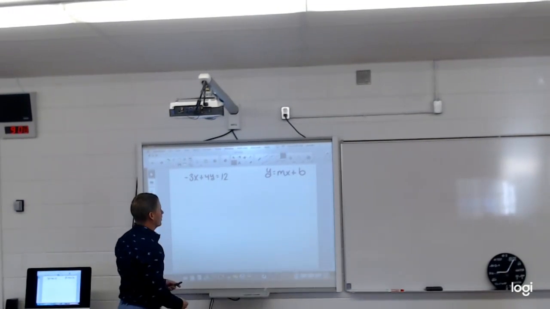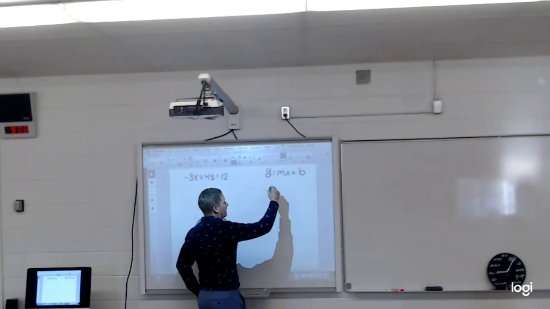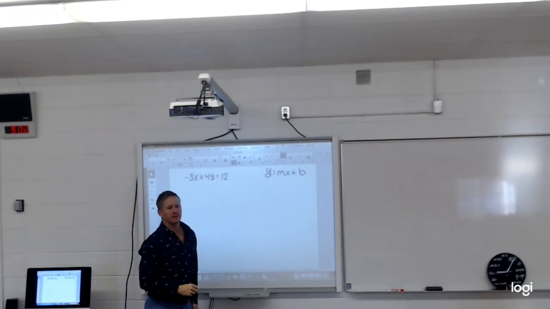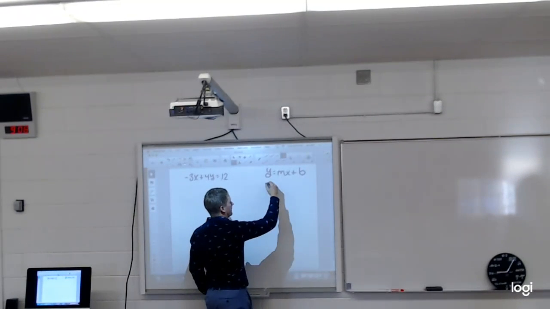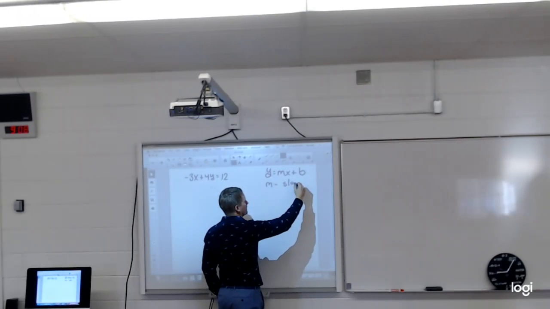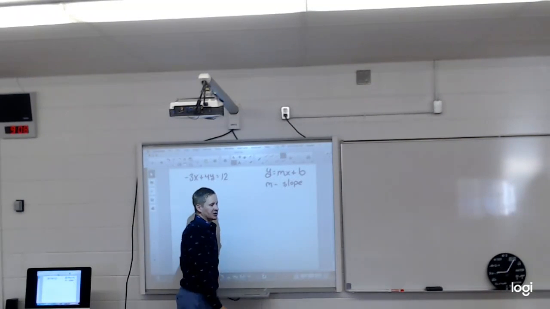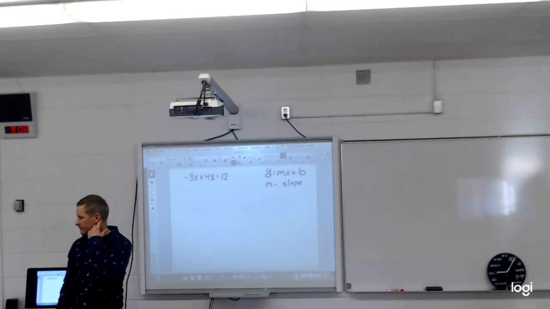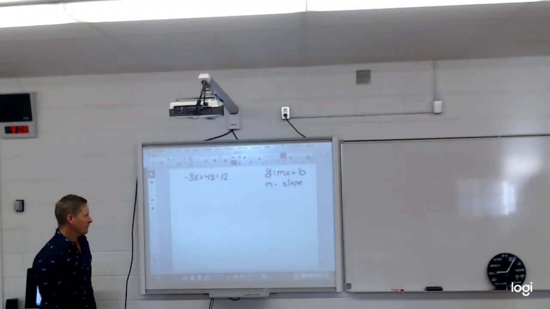Everybody have a look at this. All right, last year we talked a lot. We did a lot of graphing of lines. On that line, your m is your slope. So what is the slope of a line again? Rise over run, that's right.